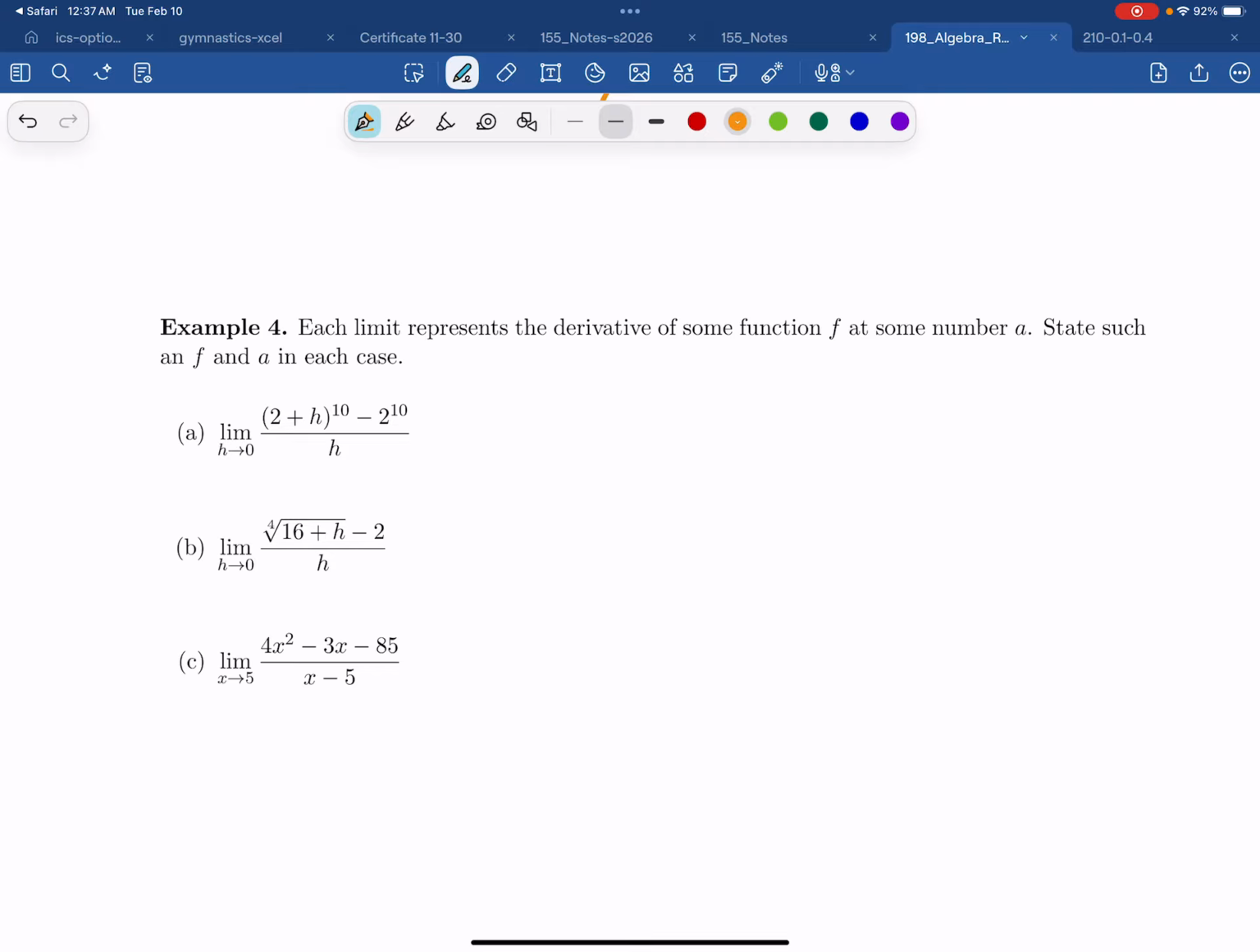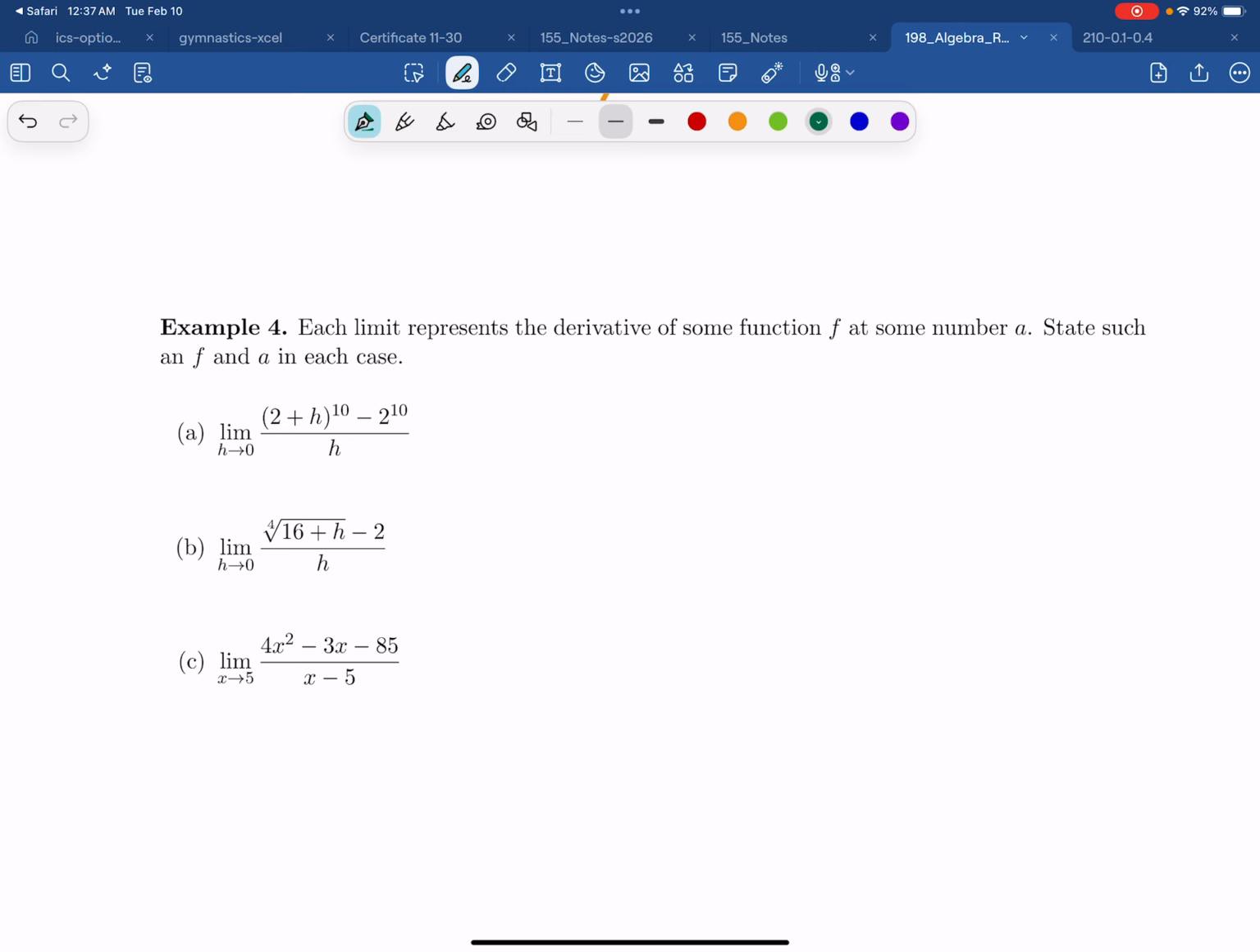Okay. Now here, what we've done before is I've said, okay, I'm going to give you a function. I'm going to give you a point. Find the derivative of the function at the point. Write the expression for the derivative, and then simplify it. Here it's the opposite. Here I've given you the expression for the derivative of a function at a point. And I want you to tell me what that function and point are.